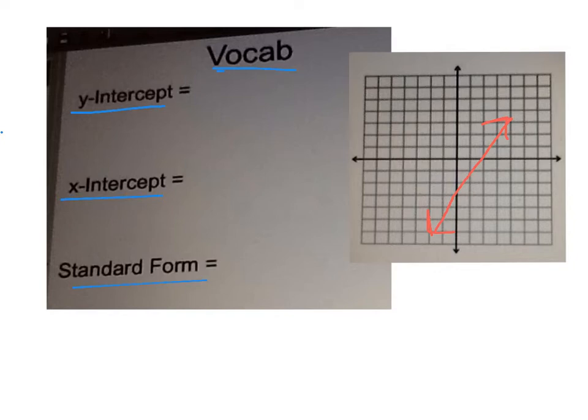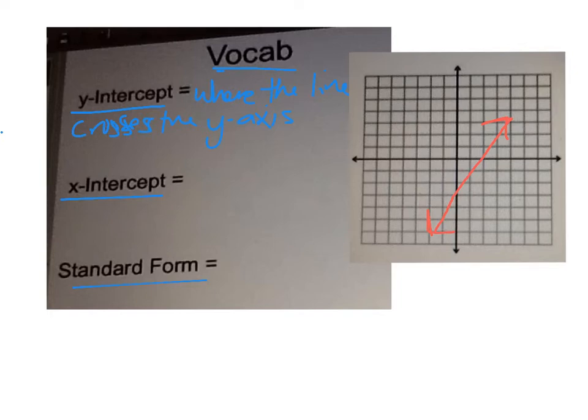We've talked about the y-intercept before, and that is where the line crosses the y-axis. Okay, so it's where the line crosses the y-axis. We have, as I mentioned, gone over that before.